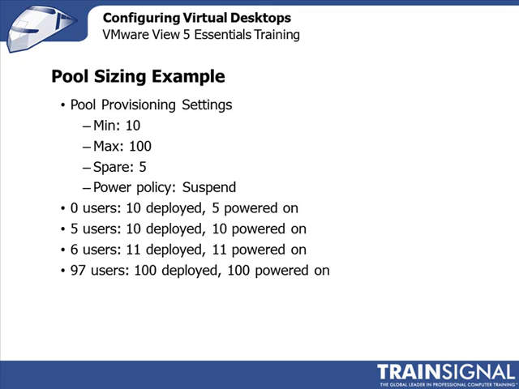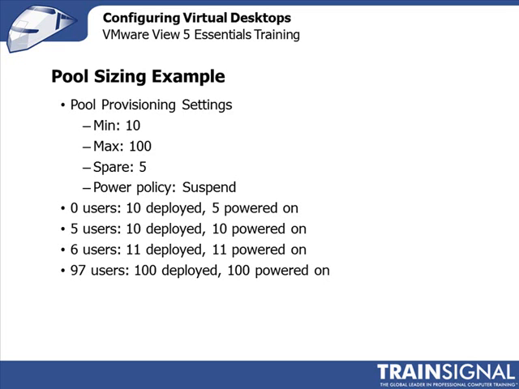Now, if I have 97 users, there's going to be 100 VMs that are deployed. So now I'm kind of violating that 5 spare rule, but that's because I've hit the 100 max. So I've got 100 max VMs that are actually deployed, and therefore 3 extras that are powered on and available. So I don't have my 5 spares, but that's because the maximum setting is enforcing that.